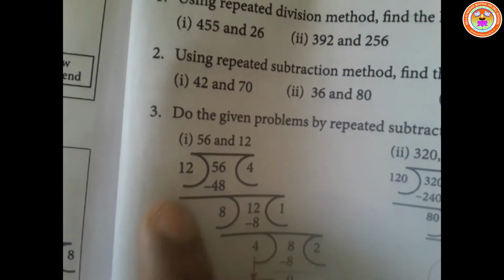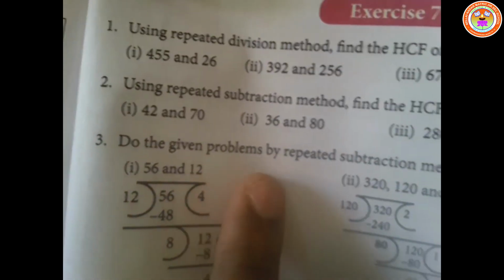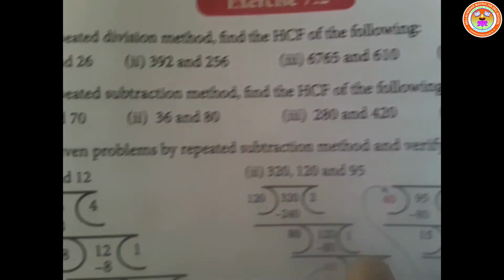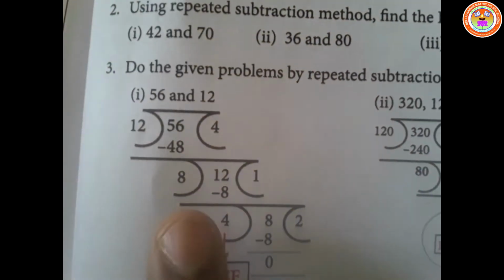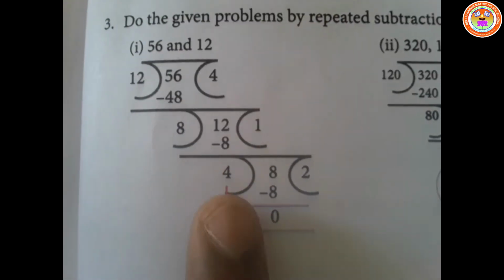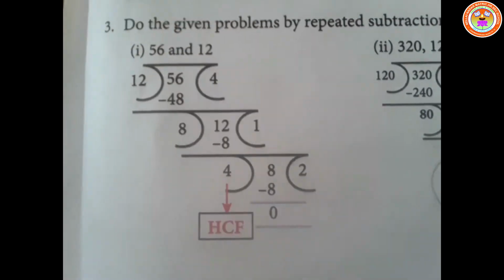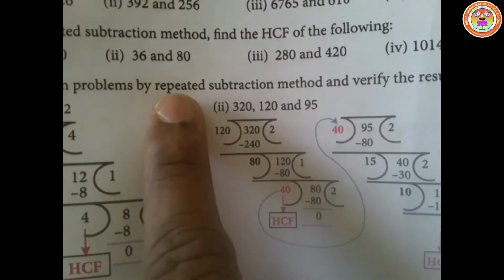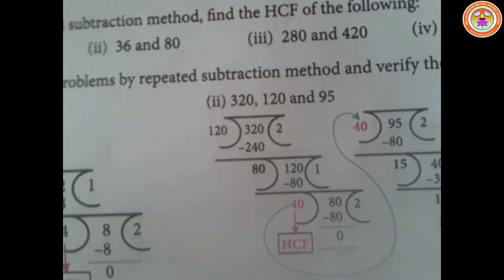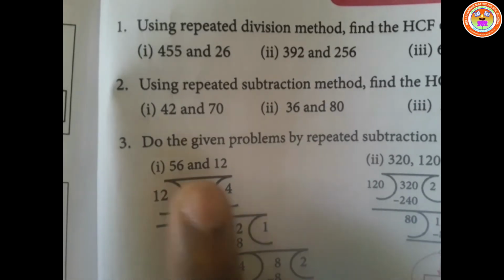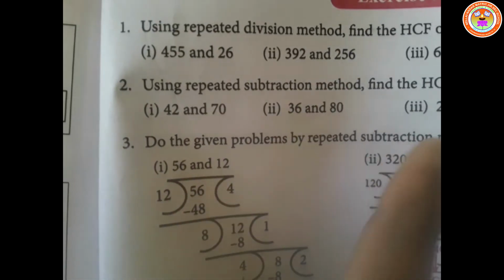Now we'll move on to the third question. Do the given problems by repeated subtraction method and verify the result. So here the two sums are given. They found that HCF here it is 4, but did it in a repeated division method. This is called repeated division method. They asked us to find it by using the repeated subtraction method. So we'll see how to find the HCF of 56 and 12 using the repeated subtraction method.